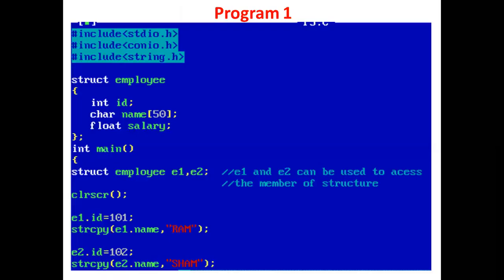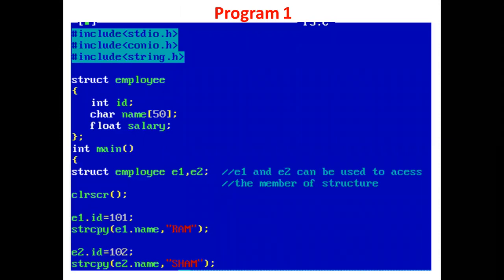Program 1. We have defined a structure for an entity employee. Structure members are ID, name and salary. Now, in the main function, we have declared two structure variables, E1 and E2. E1 and E2 can be used to access the value stored in the structure.